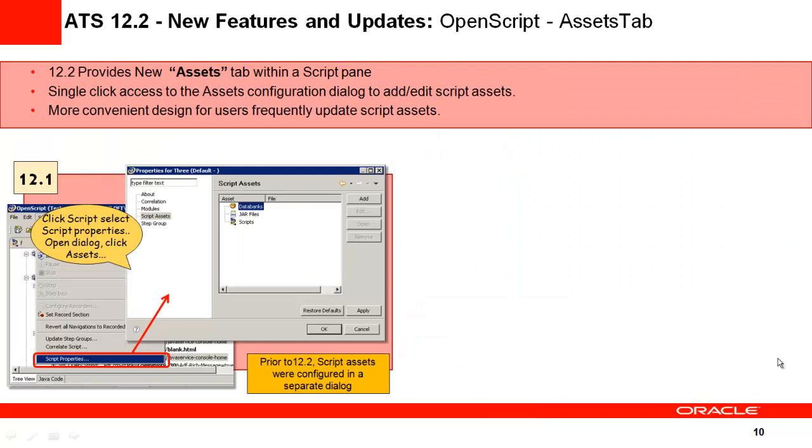Another new feature that OpenScript 12.2 provides is a new tab in the script pane that enables easier access to configure script assets. Script assets such as databank files, object library files, child scripts, or jar files are dependent files that are associated with the script. A single script can have multiple script assets and need to be configured in the Assets dialog.